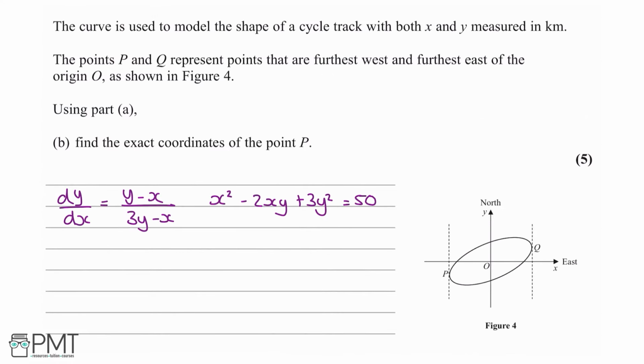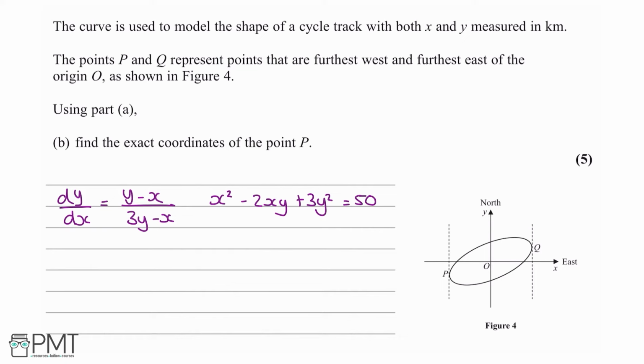So we are told the curve is used to model the shape of a cycle track with both x and y measured in kilometers. The points P and Q represent points that are furthest west and furthest east of the origin O, as shown in figure 4. So figure 4, see P and Q. It says using part A, part B is asking us to find the exact coordinates of the point P for 5 marks.